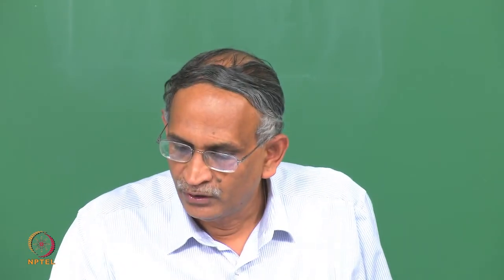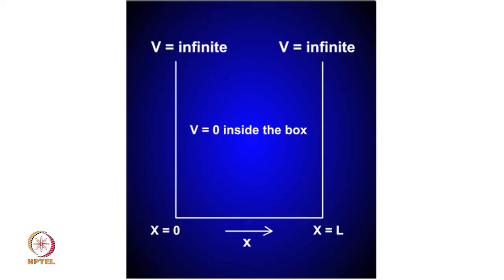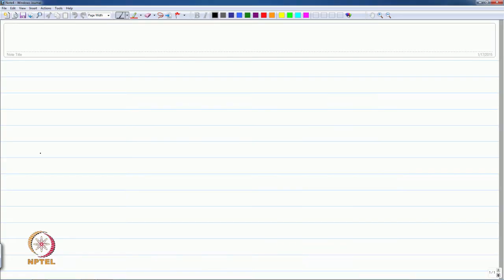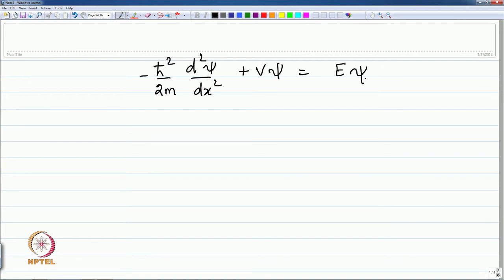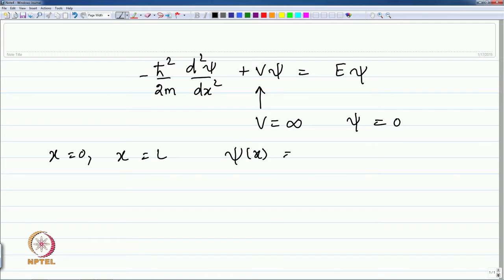And what does this particle give you? Now, let us look at the equations. We have minus h bar square by 2m d square psi by dx square plus V psi is equal to E psi. If the potential is infinite, then psi has to be 0 in order to satisfy that. Therefore, at the boundaries x equal to 0 and x equal to L, the wave function psi of x is 0.